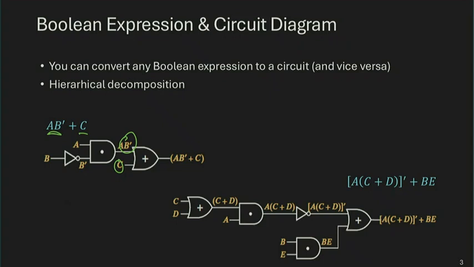And similarly, for the more complicated expressions, we can hierarchically decompose it by first realizing at the top level, it is the OR of two sub-expressions. And one of them is BE, so I put BE at the bottom with an AND gate. On the top level, it is the complement of another expression. So I just keep breaking it down little by little until I reach some individual variables. At that point, I'll connect those variables to the inputs of the gates or inputs of the circuit to build my overall expression.